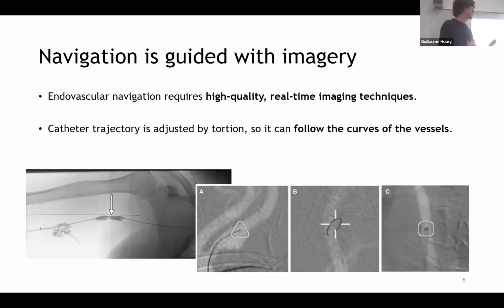And by doing so, he will be able to change the orientation of the catheter, hence giving it the possibility to choose which blood vessel to follow, especially in junctions. And so this is how he's able to guide and to control the trajectory of the catheter.